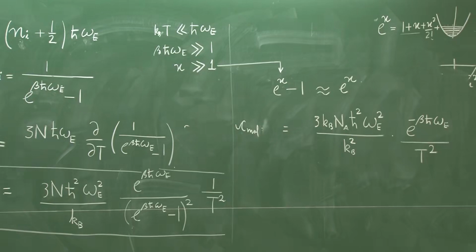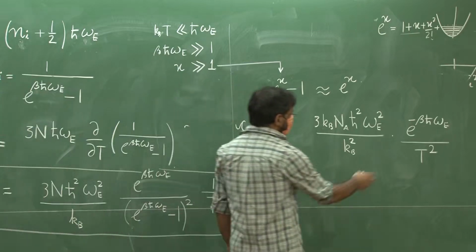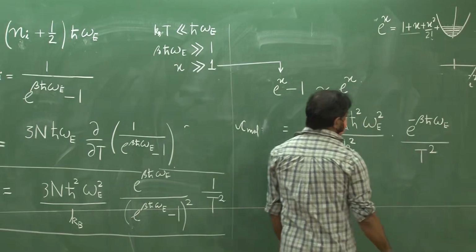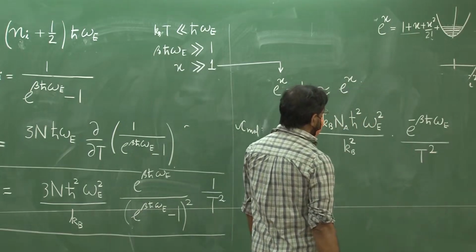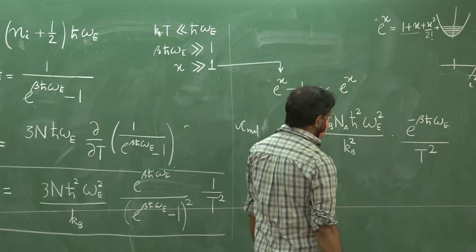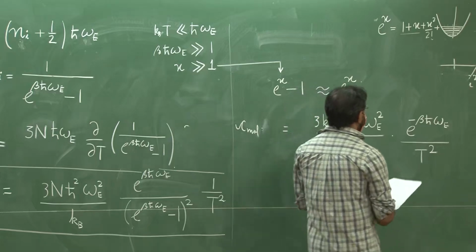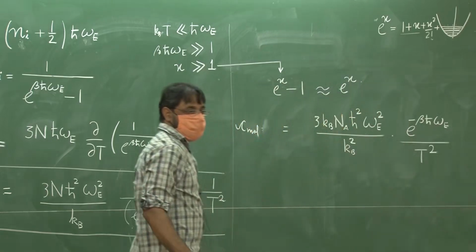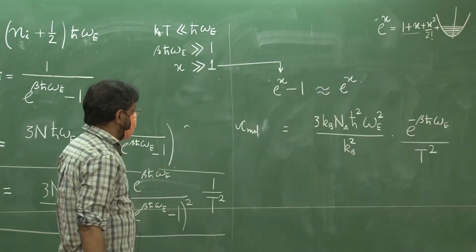It goes to 0 as e to the power minus x, right? So if you have to plot this, so this is your e to the power minus x, and this is your t square sitting here. It will go to 0 as x square e to the power minus x.